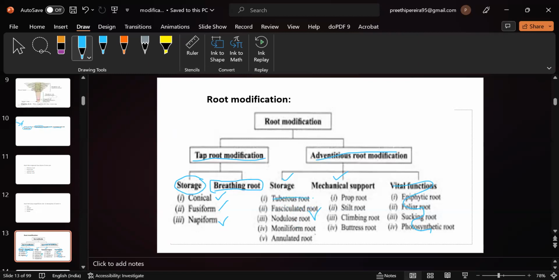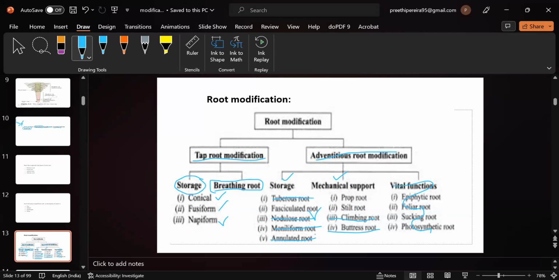ये सब मत लिखो. These things you don't need. Nodulus नहीं चाहिए. This is also not required. Storage के लिए write down fasciculated root. Mechanical support के लिए prop roots, slit roots, buttresses is not there. Climbing roots is not there. Only two roots. Okay.